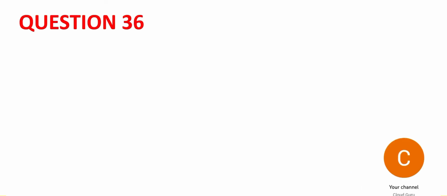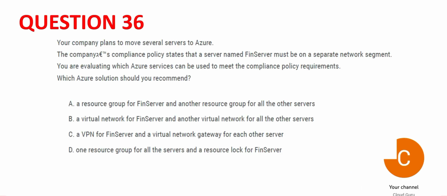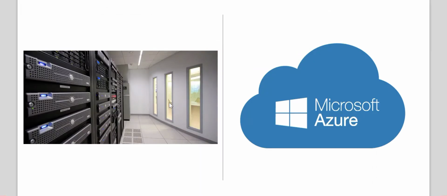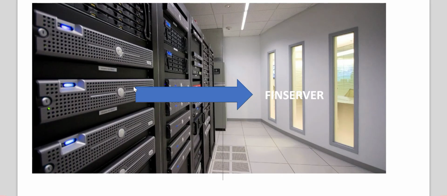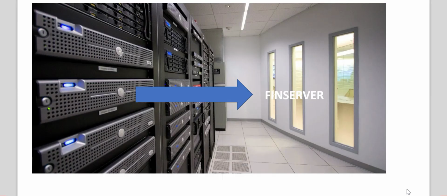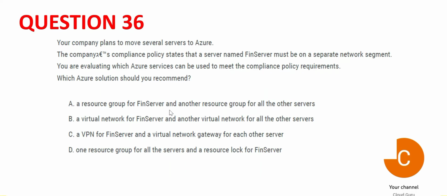Question 36. There is a company that has various servers, and these need to be moved to Azure. So from on-prem, it needs to move to Azure. There is a server called Fin server. This will be on a separate network segment, and all others will be in a separate segment. Now we have to select out of these options which will meet this compliance policy.